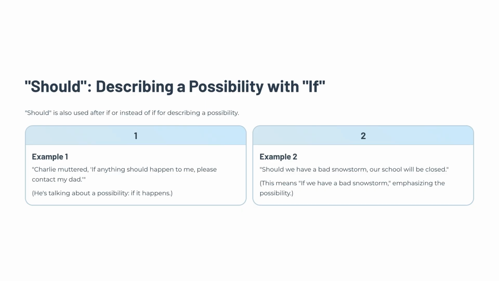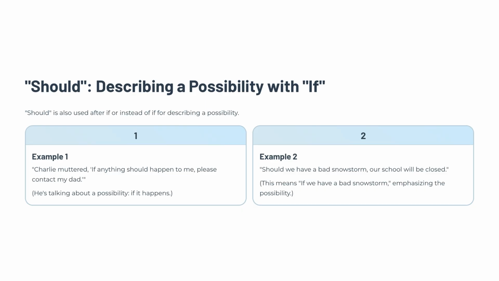Let's look at our next slide. Should can also be used to describe a possibility, especially after the word if. Here is our example in the PPT. Charlie muttered, if anything should happen to me, please contact my dad. Here, should emphasizes that he's talking about a possibility. If it happens. It's not definite, but if it does, please contact his dad.